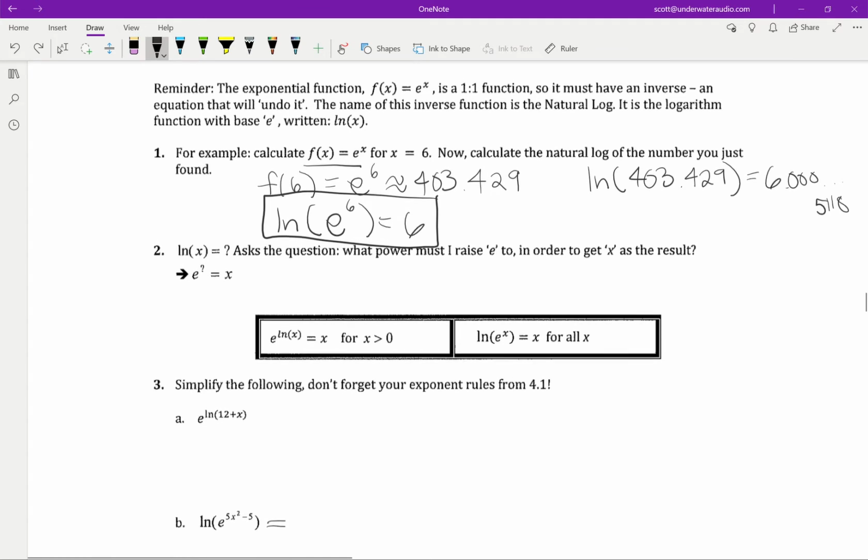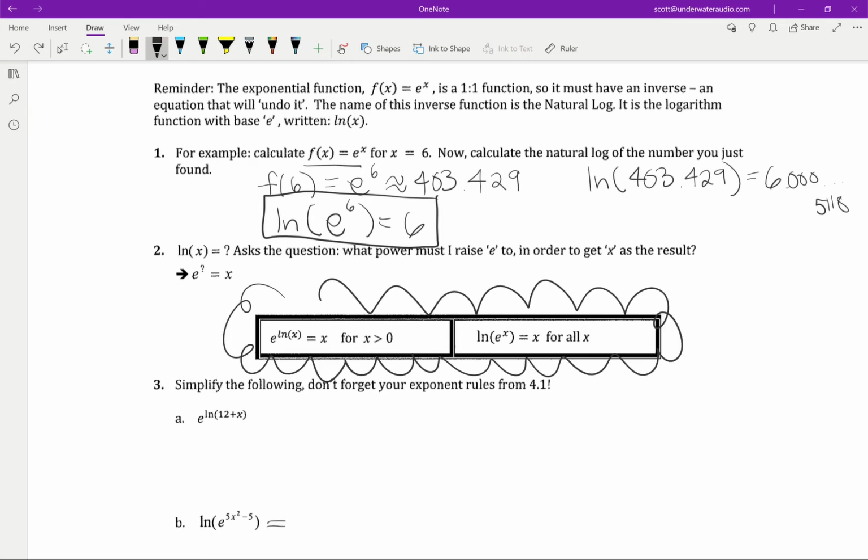But moving on, this part right here, this is really the important part to get from this first couple seconds in the section. And that is that e to the natural log of x, the e and the natural log cancel out, and what's left is what was in the parentheses, x. And then on the right, the natural log of e to the x. So natural log of e to a power cancels to just the power for all x. That's true for all x. But notice on this side, this is just for x greater than 0. So let's keep that in mind for a second and see what happens.